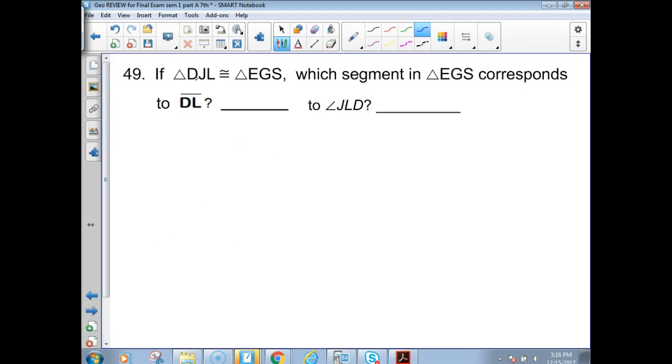(49), all you got to do is look at the triangle congruence statement to get the answers. What corresponds to segment DL? Well, D is the first letter, L is the last, so it would be ES. Naming that angle, JLD, go look at the letters. J to L to D, so I'm going to do G to S to E. Angle GSE.